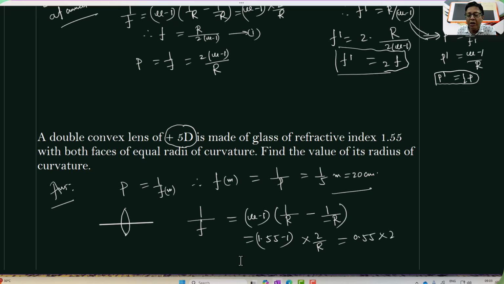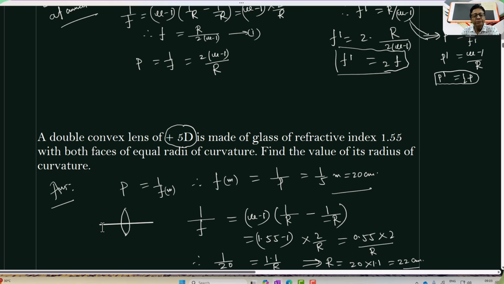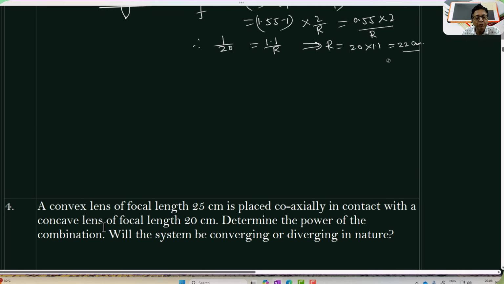The value of r we don't know, but we know the value of f. So 1 by 20 is equal to 1.1 by r. So r will be what? 20 into 1.1. This is 22 centimeter. Clear? Hope you have understood. There is no problem in it. Let us go for the next problem.